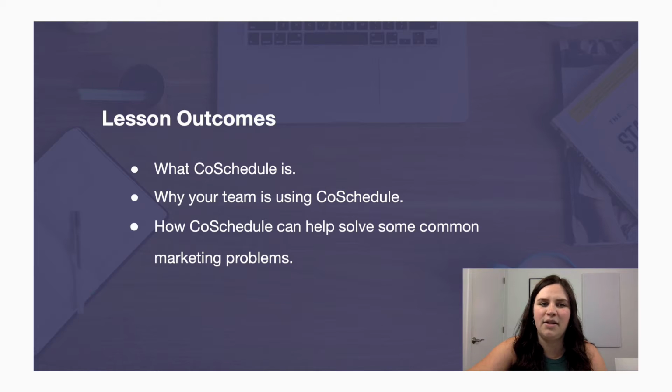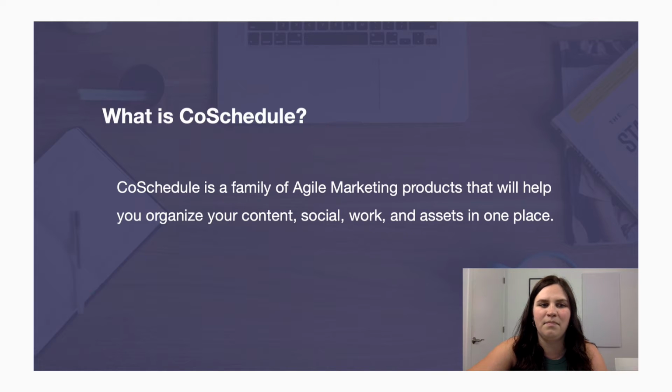In this lesson, you should learn what CoSchedule is, why your team is using CoSchedule, and how CoSchedule can help solve some common marketing problems. Let's start off by talking about what CoSchedule is. CoSchedule is a family of agile marketing products that will help you organize your content marketing, social media marketing, all your work and tasks, as well as your assets, all in one place.